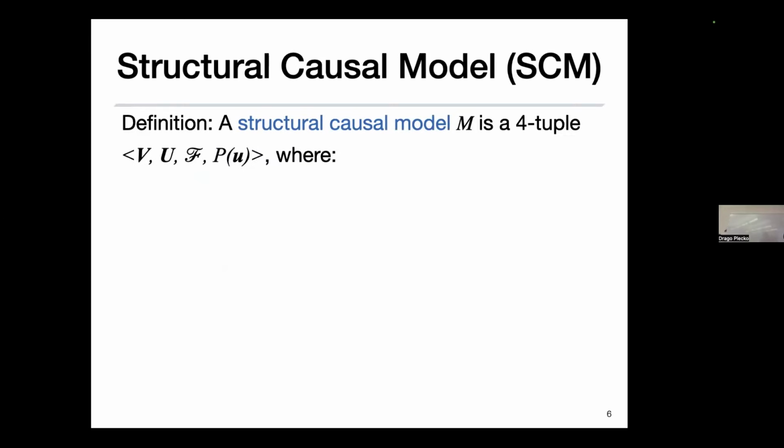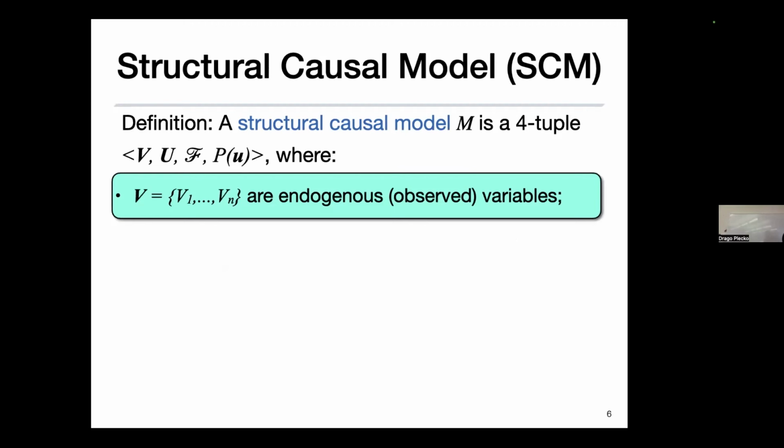But the basic tool, one of the key objects that we think about, is the so-called structural causal model, or SCM for short. A structural causal model consists of four key things, and I will list them now. Firstly, there's a set of endogenous or observed variables labeled V1 to Vn. You can think of these as the variables that are recorded in the data, the ones that we see and can analyze.